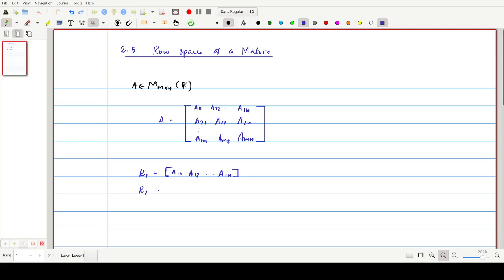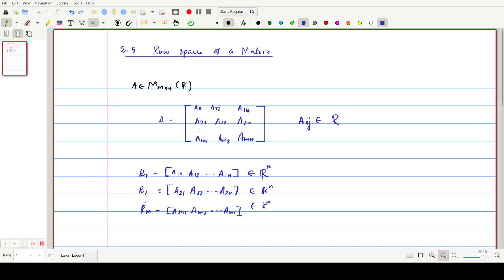Similarly R2 is A21, A22, etc., A2n. Similarly, the last one, Rm, is equal to Am1, Am2, etc., Amn. So these are all elements of R^n, because these Aij belong to R. Each of these is a real number, so each row is an element of R^n.